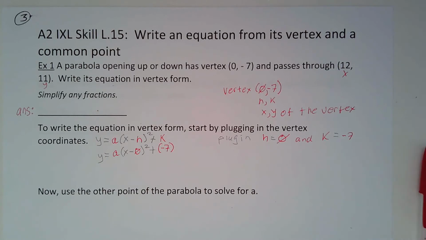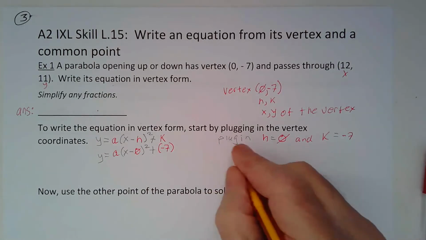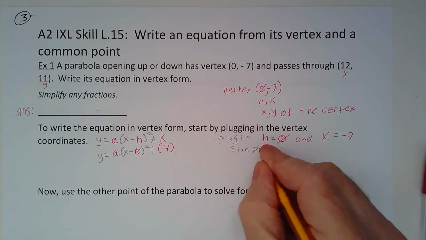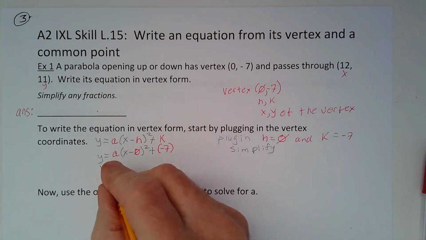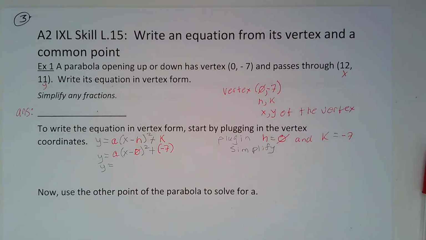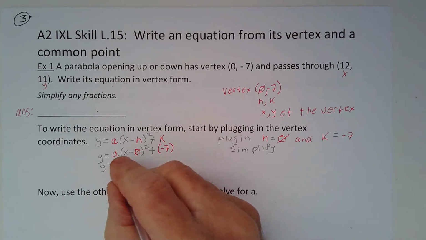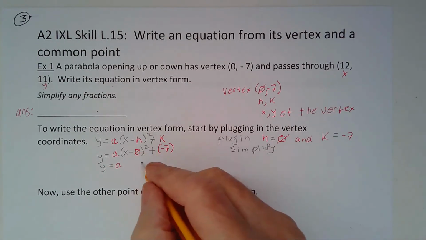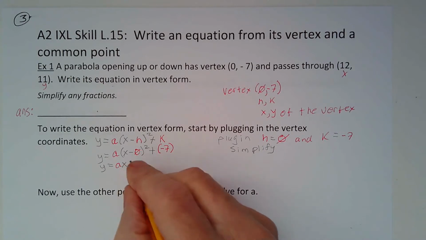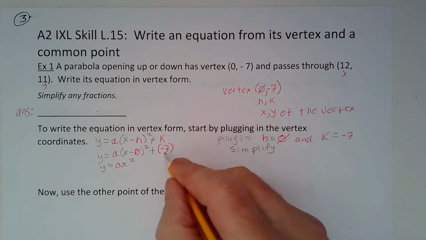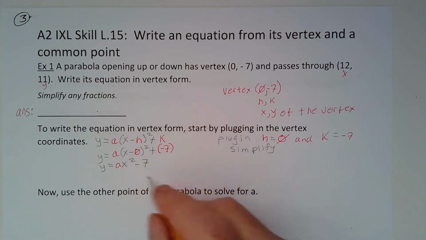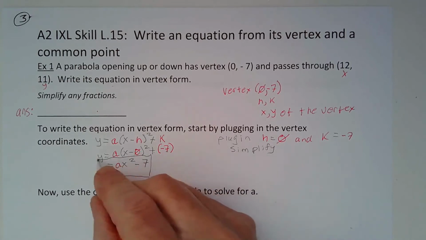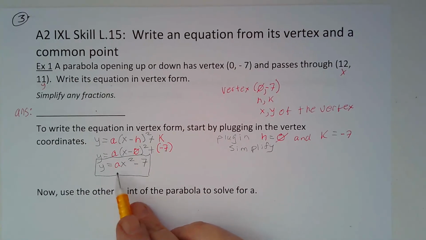All right. So now I want to simplify. That means that y is going to be equaling a. The 0 goes away, so I'm going to have a x squared, and then this is plus -7, so -7. And I now have my equation resolved for everything except the a. So I'm going to have to do something about that.